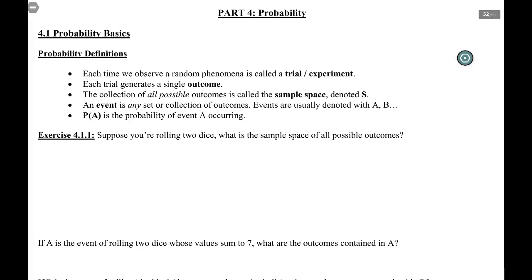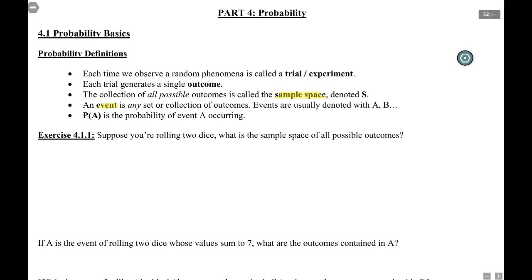We start part 4 with a bunch of definitions. These definitions are fairly helpful when we're thinking about basic probability questions like the ones you had on the worksheet on Thursday. So probability applies to trials or experiments where we don't know exactly what the outcome is going to be. We have something random happening. There needs to be a single outcome at the end, and what we really want to pay attention to in this little section is this idea of a sample space and an event.